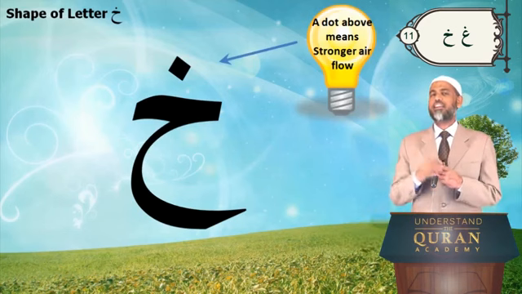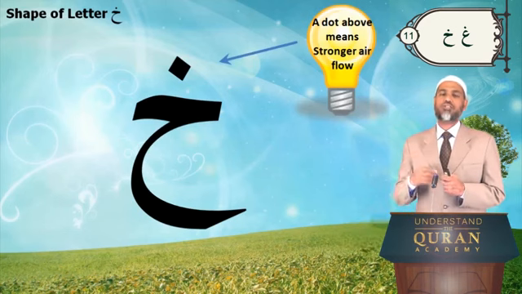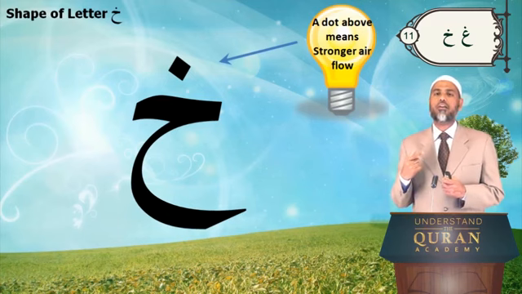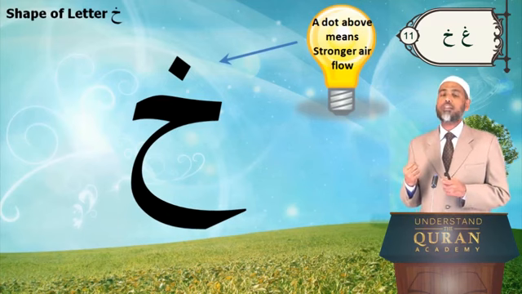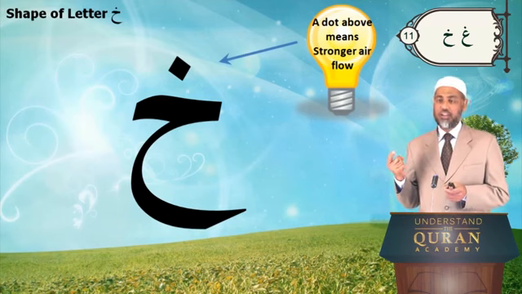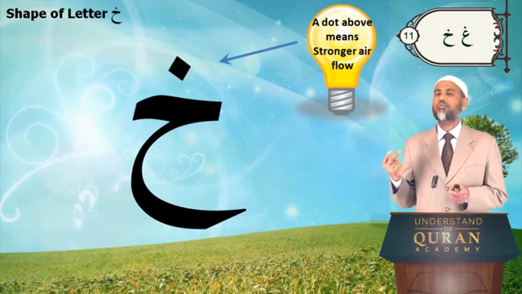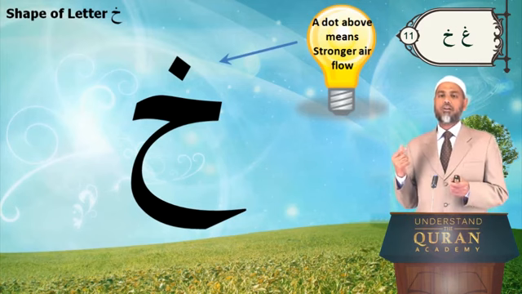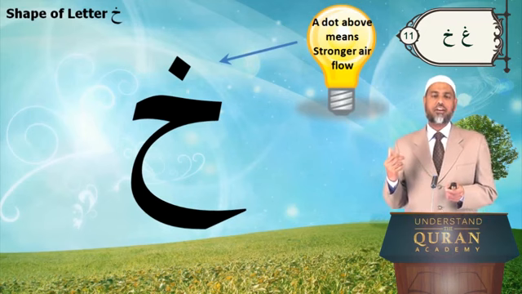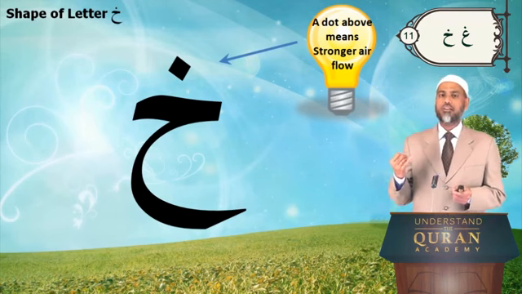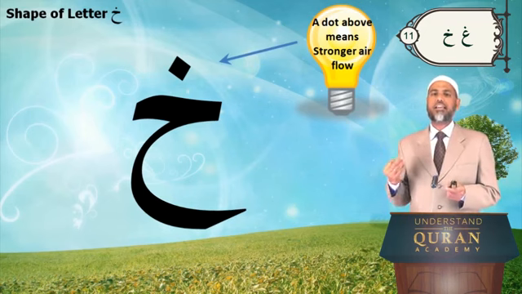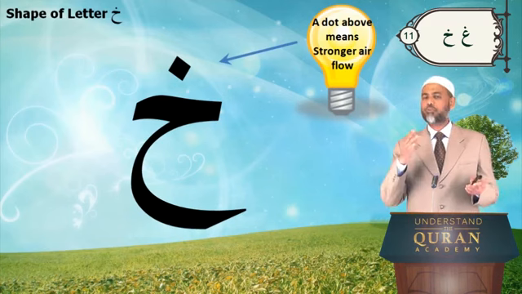And remember another clue, dot above means strong airflow. Kha, kha. That strong flow is not in jim, ja, it's not in ha, it's soft and easy, ha, but kha is strong, has a strong airflow, like gha, like za, like dha. So beautiful tip.